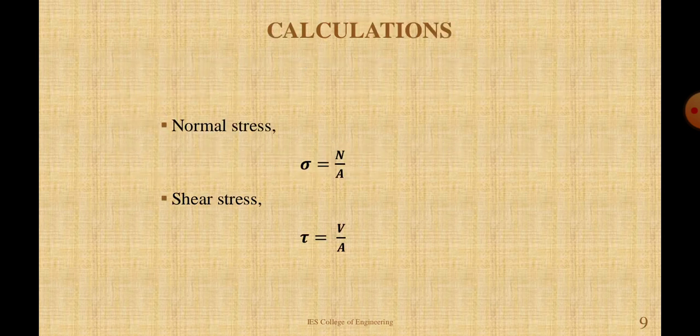Next, the calculation of direct shear test. The normal stress sigma is equal to N by A, where N is the normal force and A is the cross-sectional area. Then shear stress, that is tau, is equal to B by A, where B is the shear force or shear resistance developed and A is the cross-sectional area.